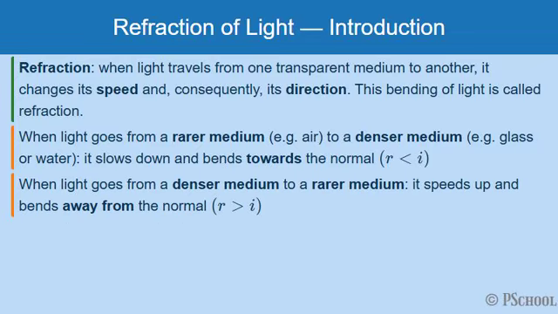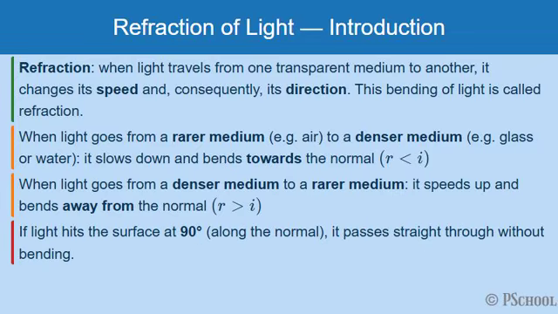When light enters a rarer medium, for example, from glass into air, it speeds up and bends away from the normal. The angle of refraction is greater than the angle of incidence. If light hits the surface exactly along the normal, at 90 degrees to the surface, it passes straight through without bending.